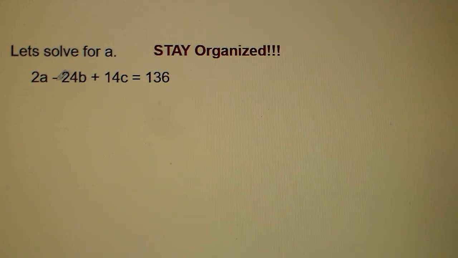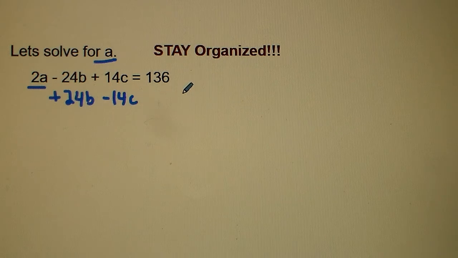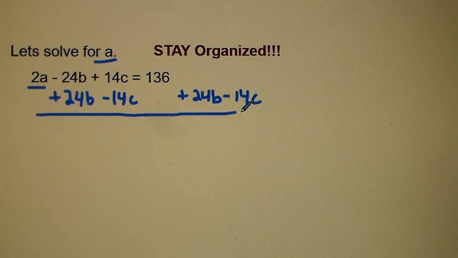Let's try another one. So we have three variables, a, b, and c. Our goal is to solve for a. So that means we got to move this negative 24b to the other side. So plus 24b. The opposite of plus 14c is minus 14c. We do that also on this side of the equal sign. So plus 24b minus 14c. This concept's really used a lot in balancing equations in science. So that's why I have to practice doing this.